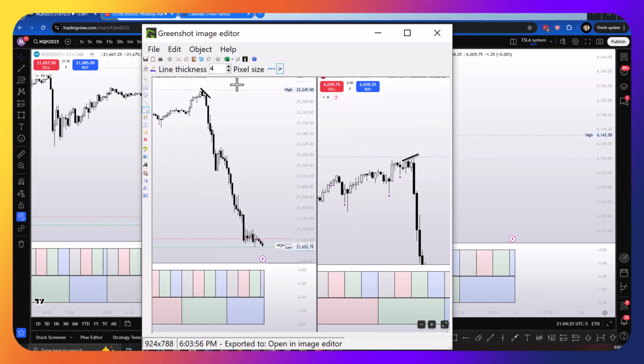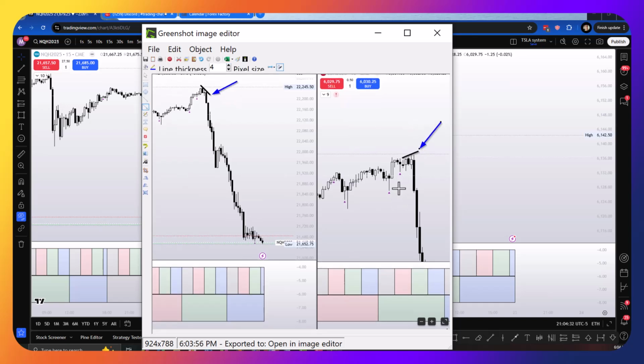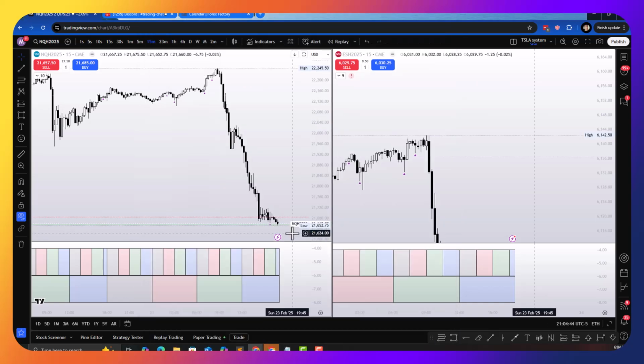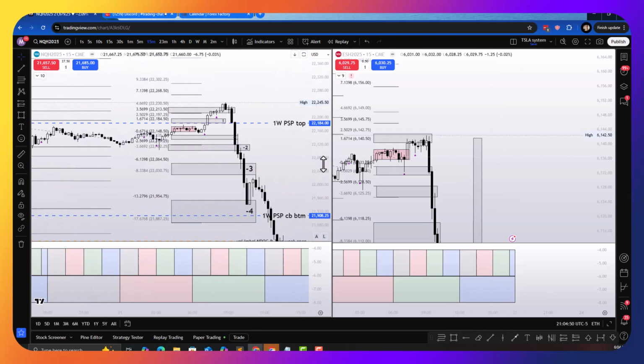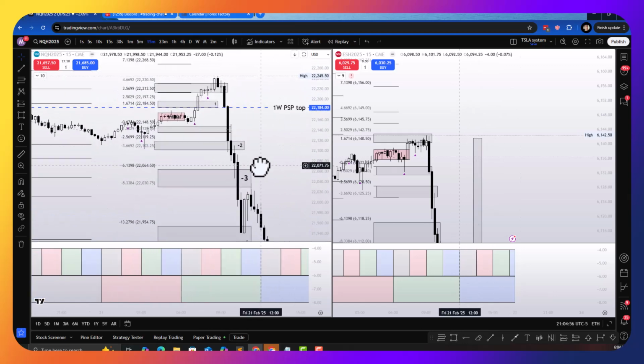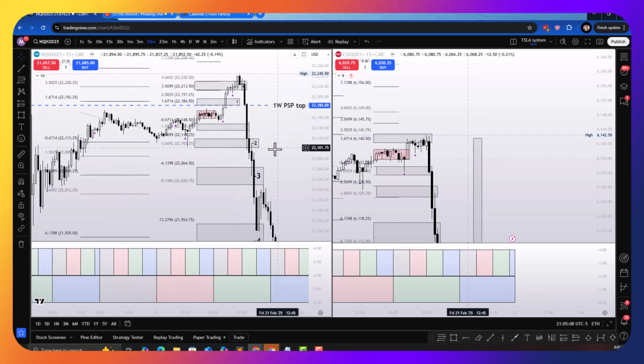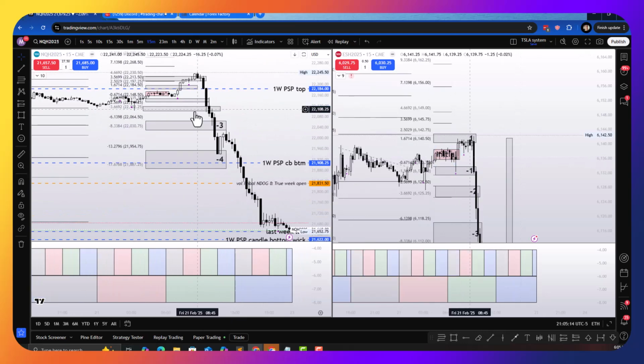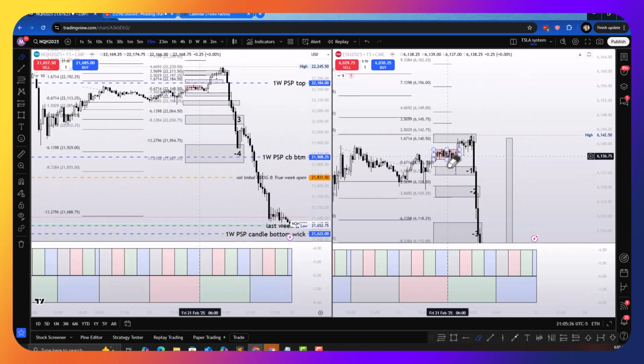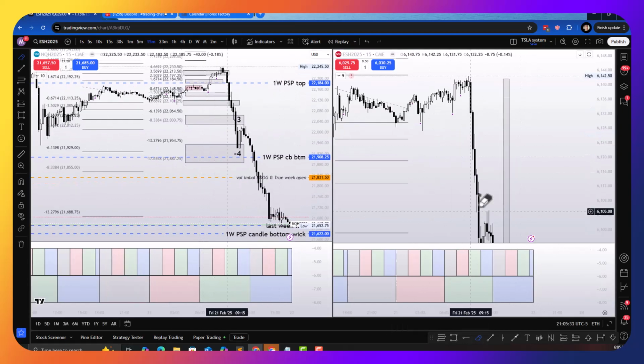took the high of that 1-hour PSP candle just barely and did basically a turtle soup for the most prime short entry you could have had all day, and you would have been a millionaire by the end of the day because we went down so much. So yes, happy Friday to all the millionaires out there who shorted the entire rip down. Good job, good for you.